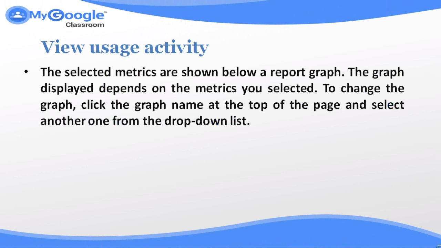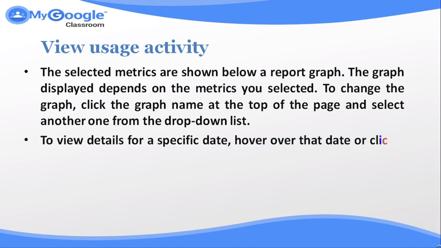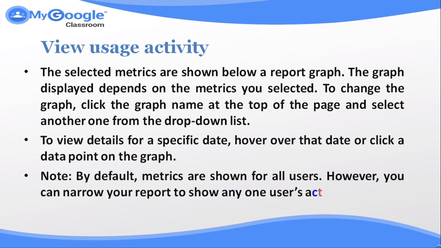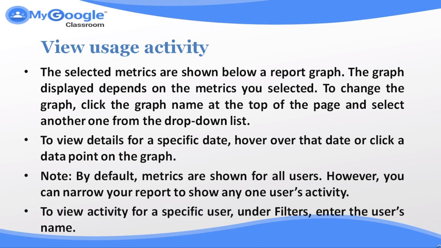To change the graph, click the graph name at the top of the page and select another one from the drop-down list. To view details for a specific date, hover over that date or click a data point on the graph. Note, by default, metrics are shown for all users. However, you can narrow your report to show any one user's activity. To view activity for a specific user, under Filters, enter the user's name.